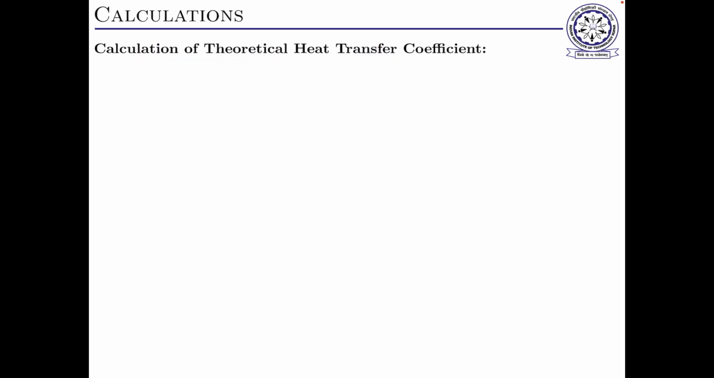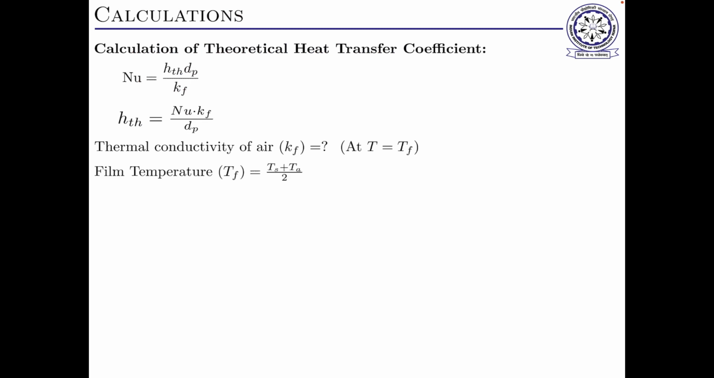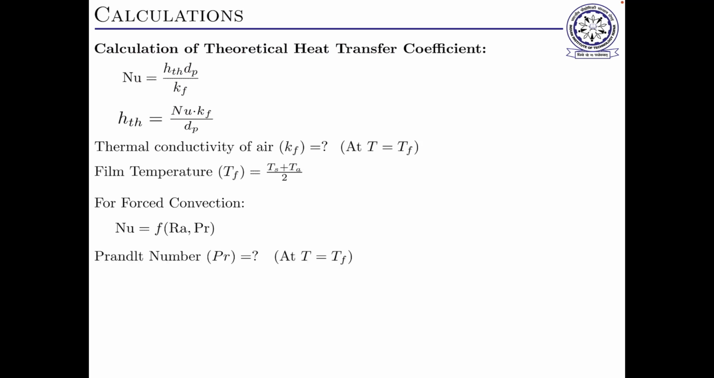So how do we theoretically calculate this? First thing, we need the Nusselt number. We can arrange it in this form so that we get the convective heat transfer coefficient. The thermal conductivity of air we require, we will get it at the film temperature. For natural convection, the Nusselt number is a function of Rayleigh number and Prandtl number, that we know. And the Prandtl number we will find from those tables at film temperature again.